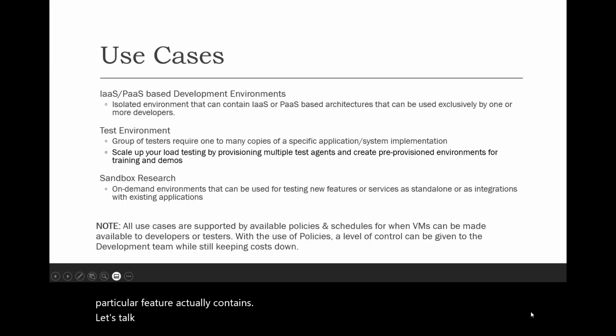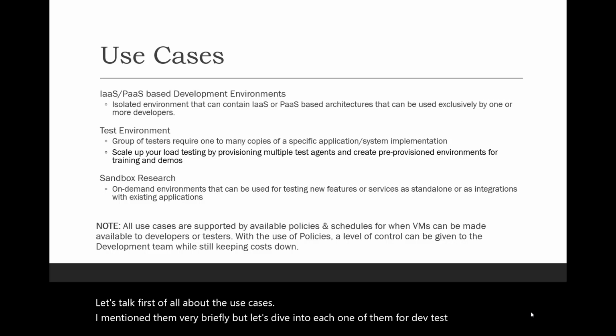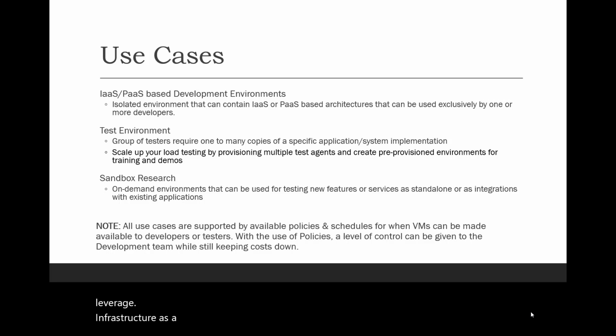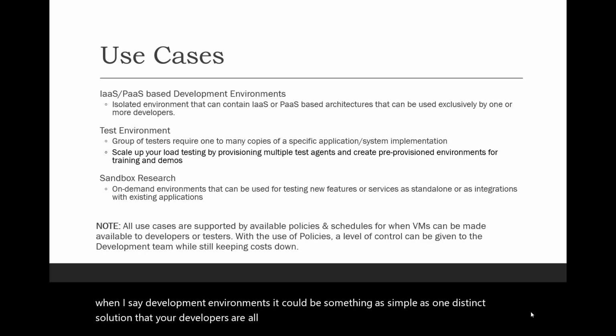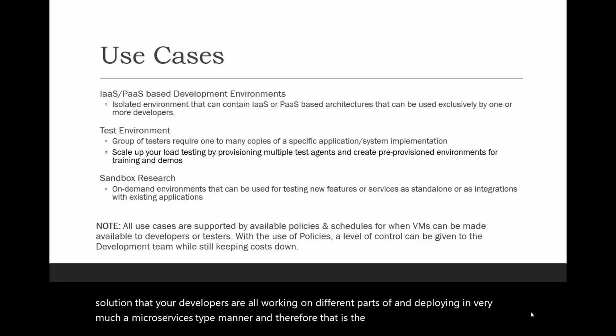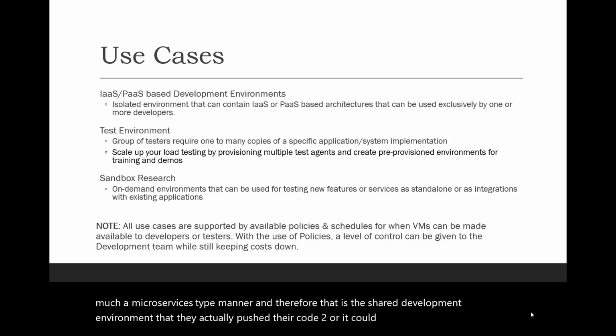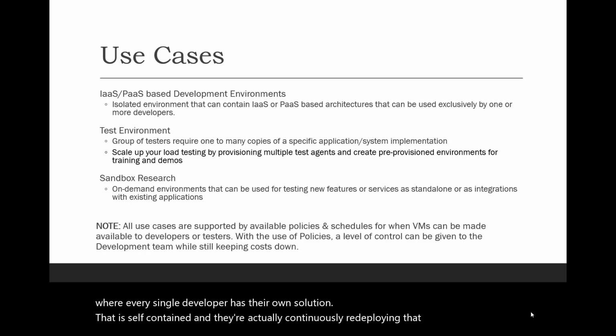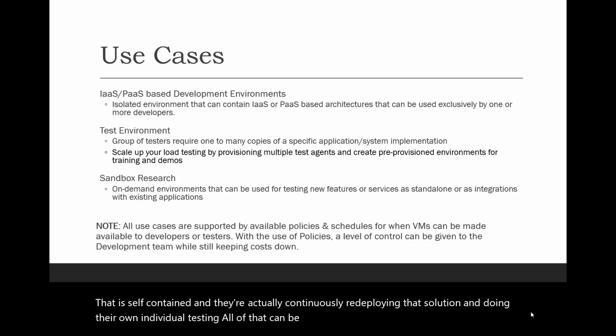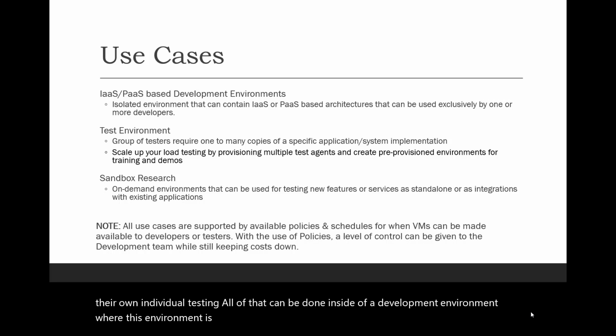Let's talk first of all about the use cases. I mentioned them very briefly, but let's dive into each one of them. For DevTest Labs, you can leverage infrastructure as a service or platform as a service to create development environments. And when I say development environments, it could be something as simple as one distinct solution that your developers are all working on different parts of and deploying in very much a microservices type manner. And therefore, that is the shared development environment that they actually push their code to. Or it could be something even smaller where every single developer has their own solution that is self-contained, and they are actually continuously redeploying that solution and doing their own individual testing. All of that can be done inside of a development environment where this environment is completely isolated away from production.